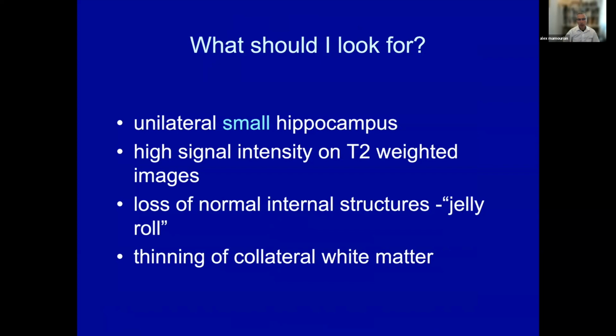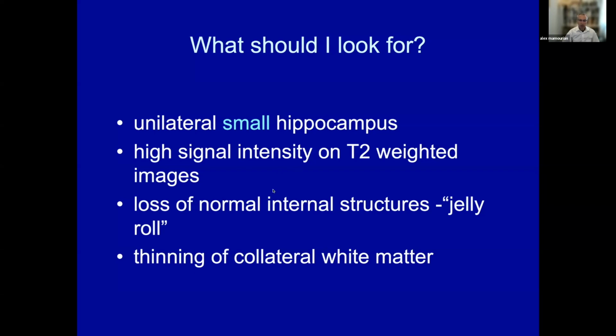So when you're looking for the cause of seizures arising from the temporal lobe, the features that you should be looking for in the hippocampus, the hallmark really, is the small hippocampus with high signal intensity on T2 weighted imaging. There are other findings that you're going to look for.